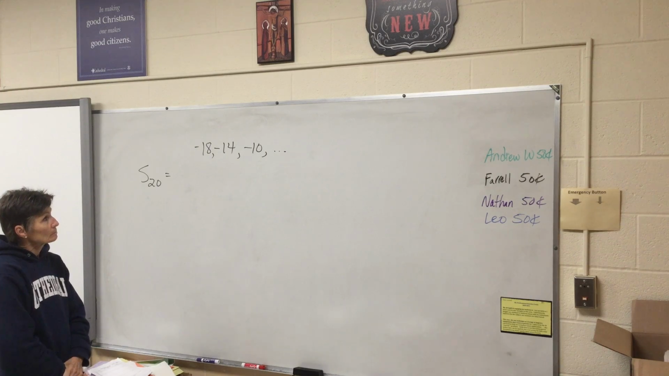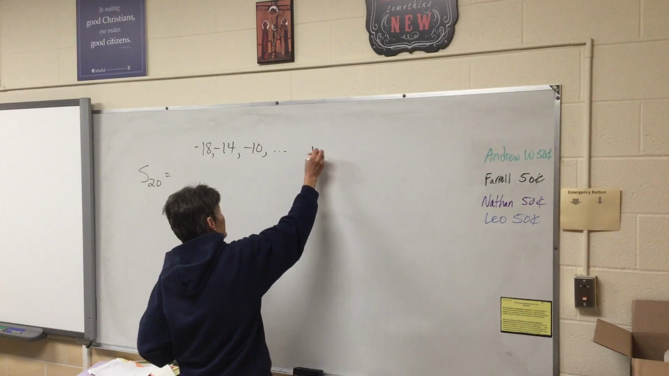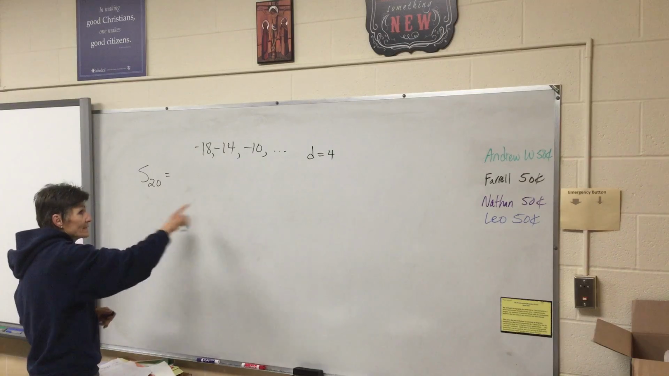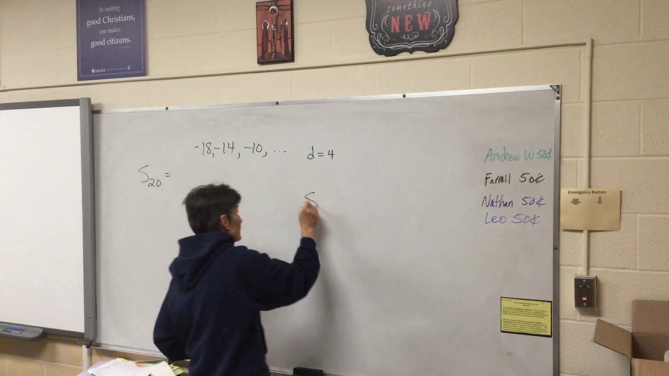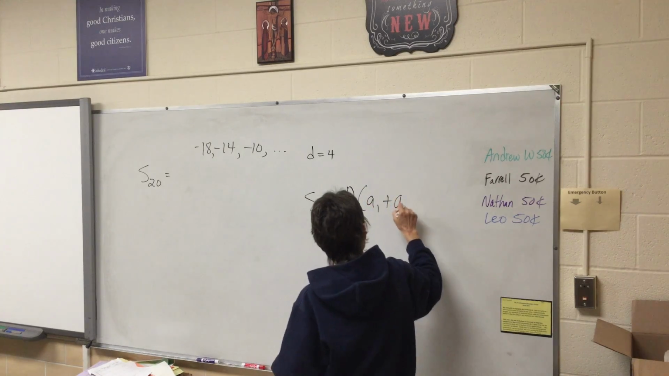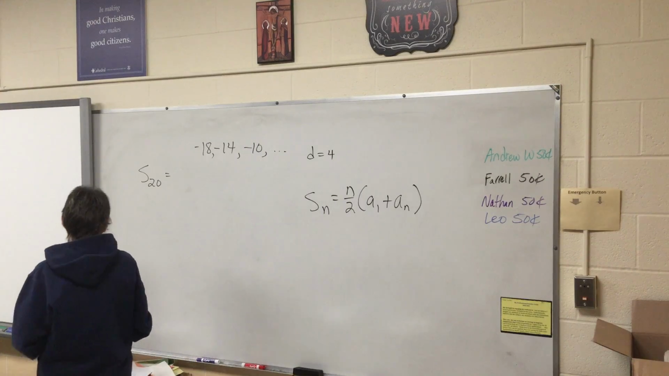You're adding 4, so it's arithmetic, and the common difference is 4. Very good. We're adding 4. So it's arithmetic, and we're summing, and that's this formula. That's our arithmetic sum formula.